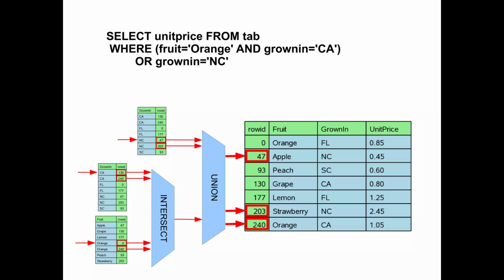And the other advantage is that you can have really bizarre where clause things like this, kind of arbitrary Boolean expressions. Here I'm asking for the unit price of California oranges and anything grown in North Carolina. And so you can have a tree of intersections and unions on these bitmap indices that'll go in and pull out the data you want just like that.